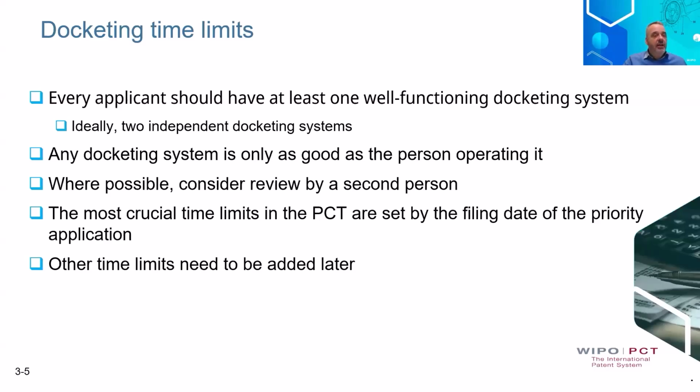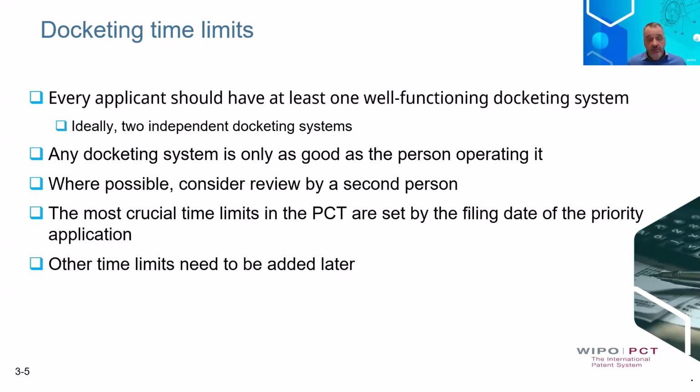But before we get to that, I want to spend a little bit of time talking about docketing. It's one thing to know the time limit, but you really need to record the time limits in a well-functioning docketing system that you run, in order to ensure that this docketing system sends out a warning in sufficient time for you to take a certain action and not miss the time limit. We generally recommend that you have 2 independent docketing systems running at the same time. That way, you have an additional safety net if one of the docketing systems is not working.